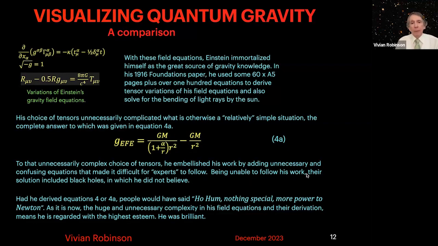Being unable to follow his work, their solutions included black holes, in which he did not believe. The other side, had he derived equations 4 or 4a, people would have said, yeah, ho-hum, nothing special, more power to Newton. As it is now, the huge and unnecessary complexity in his field equations and their derivation means he is regarded with the highest esteem. Having said that, he still was brilliant for his era.